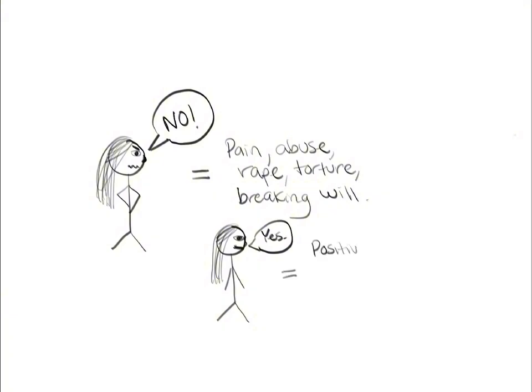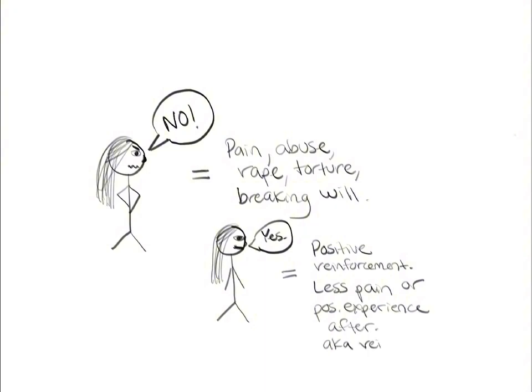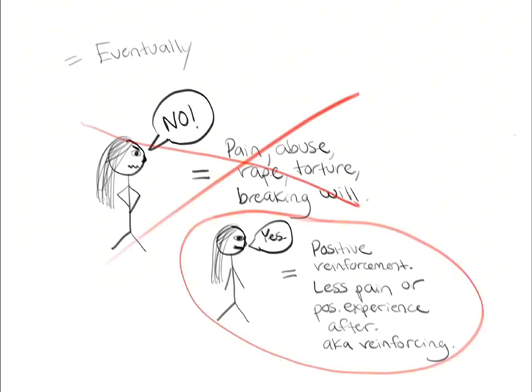But if they agree, if they say yes, which usually they don't want you to talk, they just want you to do it, you get positive reinforcement, whether that be less pain than you would get saying no, or a positive experience after it's over, if they're choosing to use positive reinforcement. And eventually, the kid will stop saying no and will always say yes, because those connections are made.